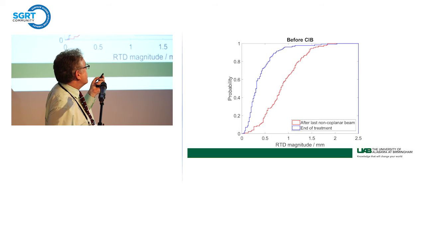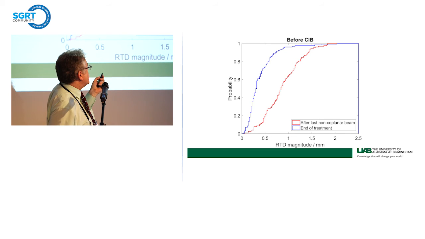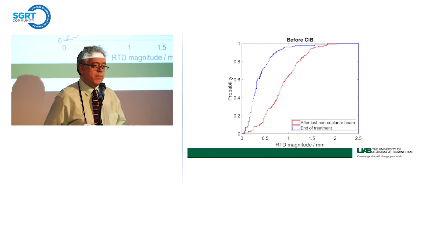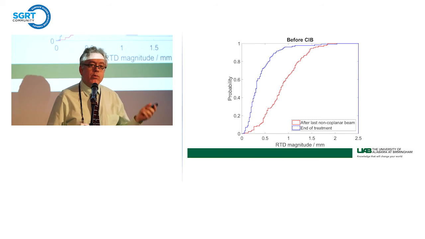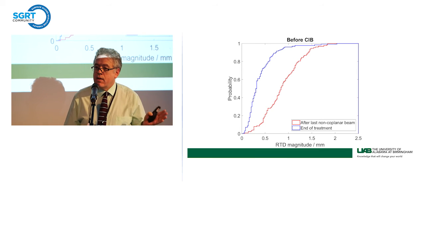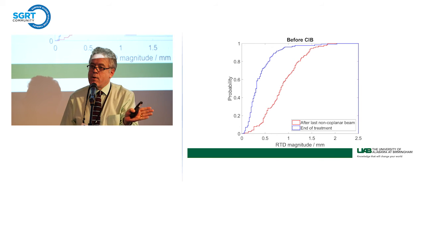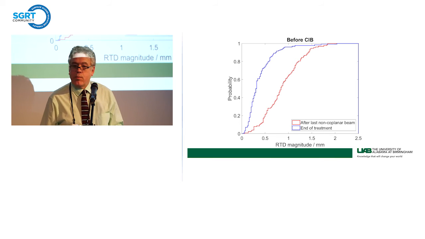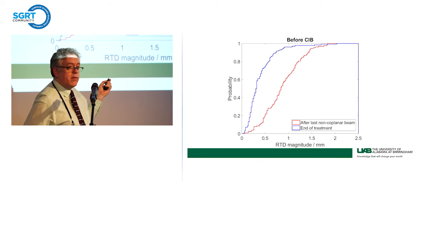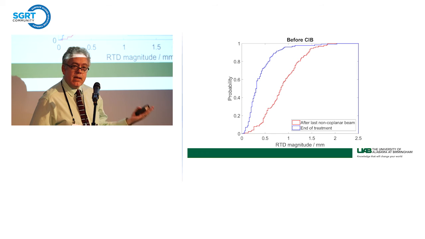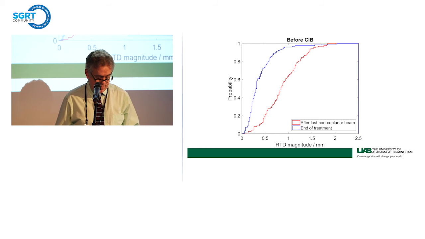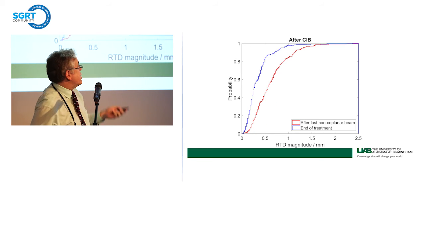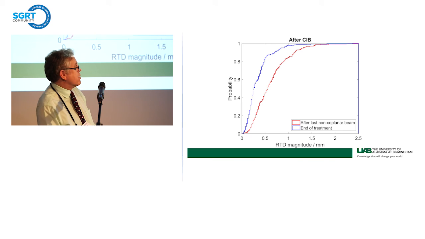This is before the CIB, but now these two histograms are, this is at the end of treatment, and this is after the last coplanar beam. So we took the after beam time point for the last beam. So the only difference between these two is the table rotation from beam off back to the neutral position. So there's very little time between these two time points. And you can see that there's a significant difference between the end of the last coplanar beam and when you finish treatment. But after the CIB, you can see that that curve shifts significantly to the left.